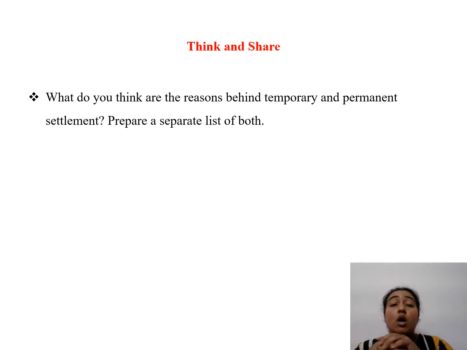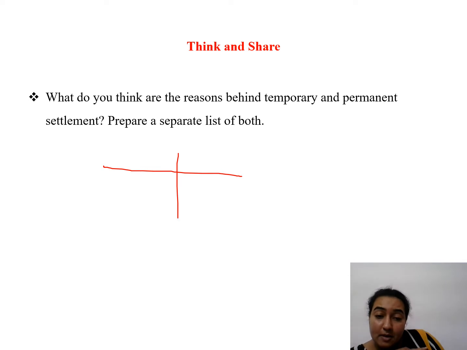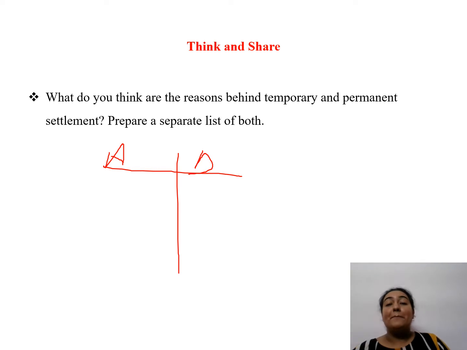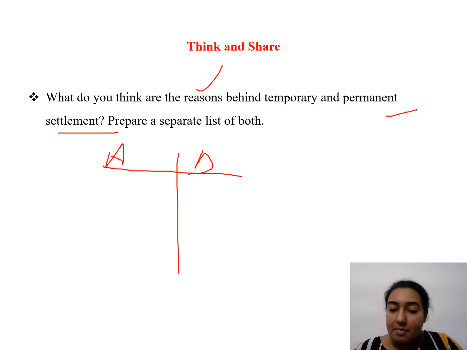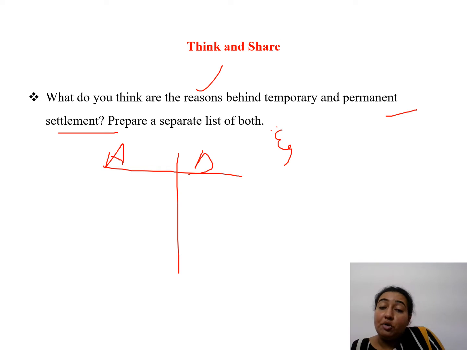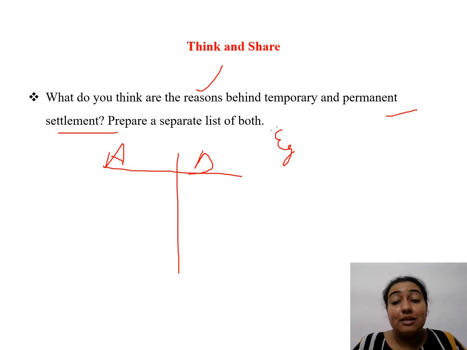Now, think and then tell me, there are reasons behind temporary and permanent settlement. You need to prepare a list of both. So in this question, I need all of you to answer me. Prepare a list of advantages and disadvantages, because you need to tell me the reasons behind why people live in temporary settlement and why they stay in permanent settlement, along with examples also. Fine. I also need examples that you need to tell me. So this you will comment in the chat box, whosoever is watching this video.